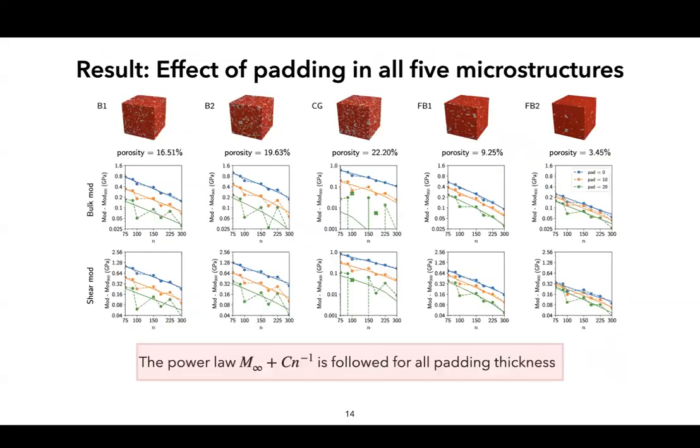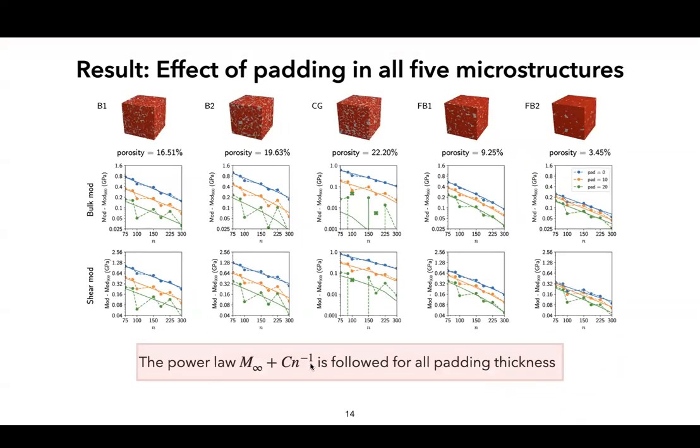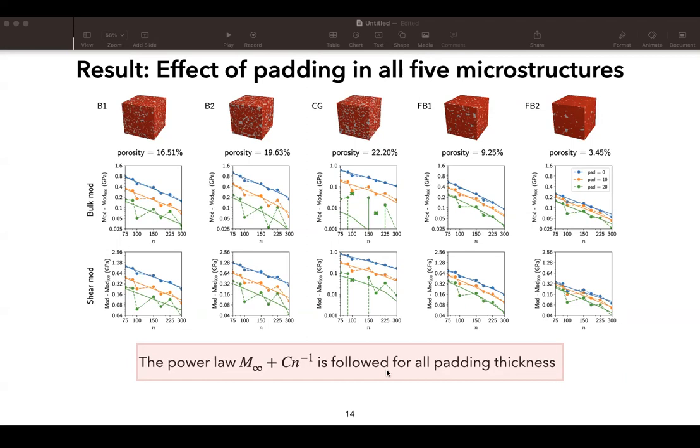So we observe this kind of behavior across all 5 microstructures that we have, that error is decreasing with increasing padding thickness, and this power law behavior is followed for all padding thicknesses across the 5 microstructures.